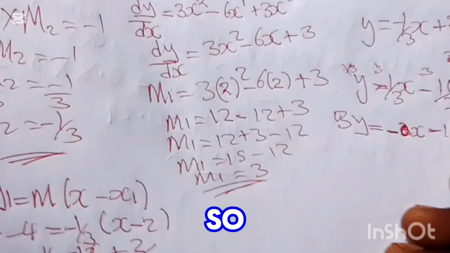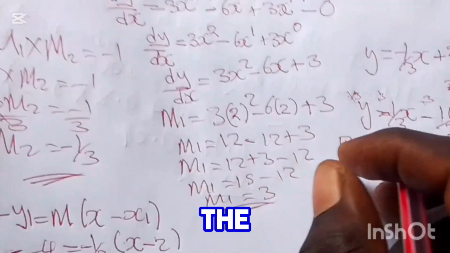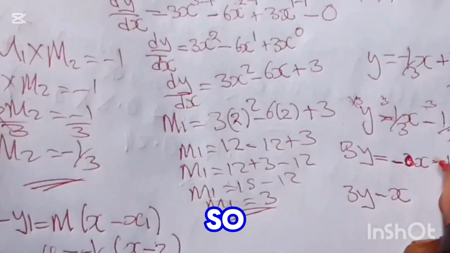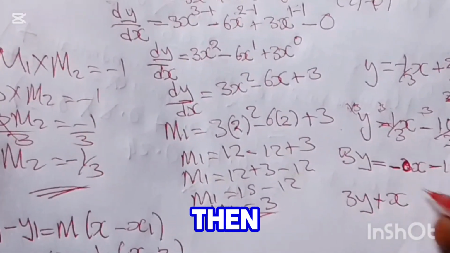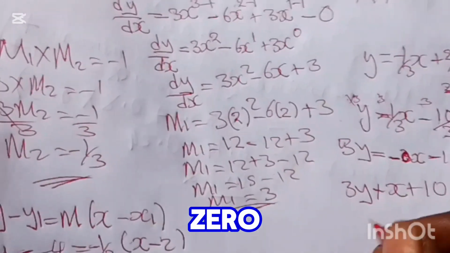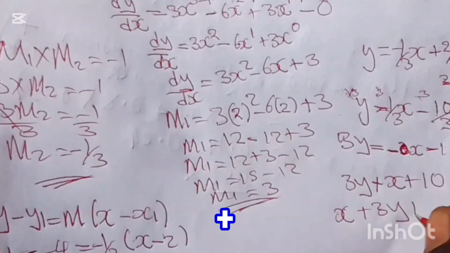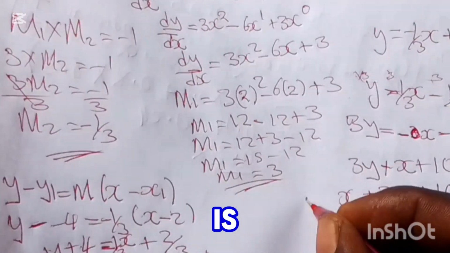So we're going to collect the terms together. The terms from this side cross the equal sign, so 3y plus x, and 10 on the equal side has a positive sign, so it is equal to 0. So we're going to arrange these terms: x plus 3y plus 10 is equal to 0. So this is the answer.